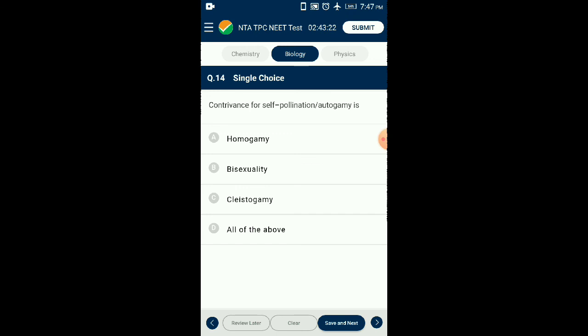Barrier methods are available for both males and females. That is the correct option. Question number 14. Contrivance for self pollination or autogamy is. Plants have specific adaptations, so called contrivances, for both autogamy and allogamy. Some contrivances for autogamy, that means self pollination, are formation of bisexual flowers, which ensures self pollination when both the sexes are present in the flower. If they mature at the same time, the flower is preferred for autogamy. In a bisexual flower, when both the sexes mature at the same time, that is called homogamy. It goes for self pollination.